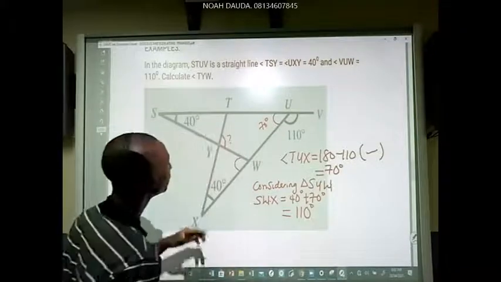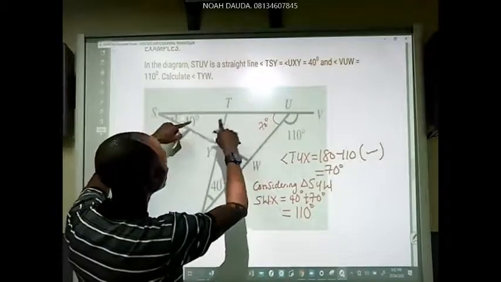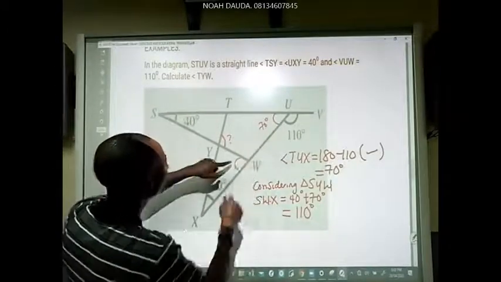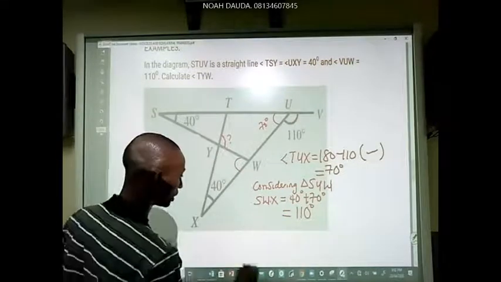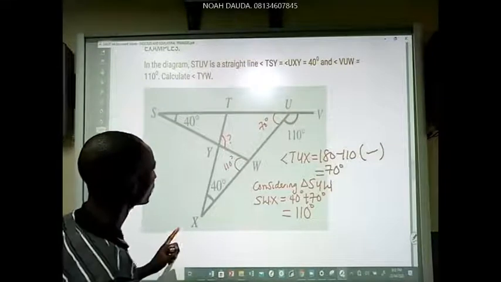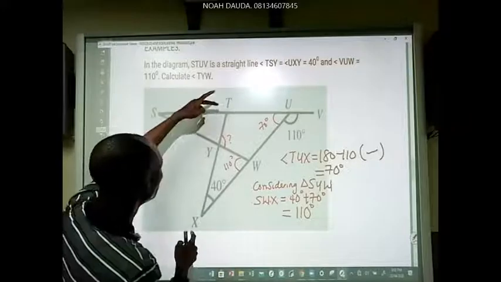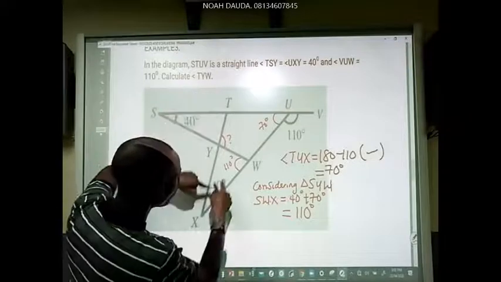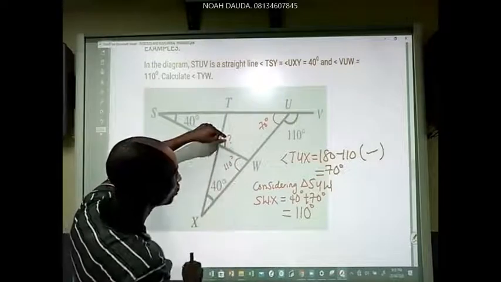110 degrees. If you look at the diagram very well, the sum of the two opposite interior angles of a triangle equals the exterior angle. Now if this is 110, you come here to indicate your 110 degrees. Do not forget that we can also consider that principle by writing the sum of the two opposite interior angles of a triangle equals the exterior angle.